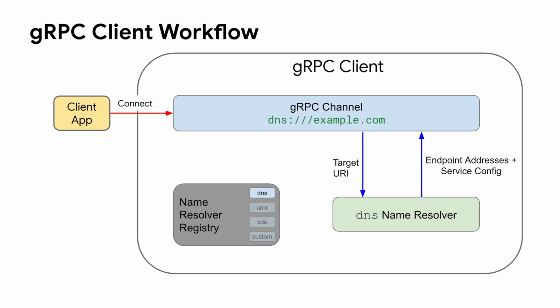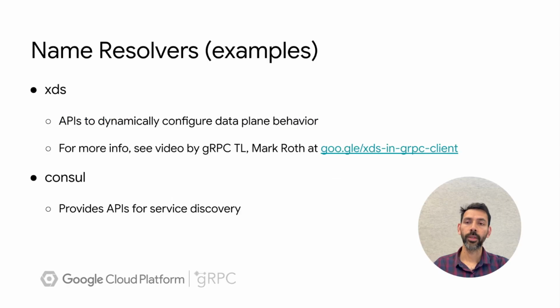Hope this gives you all a good understanding of how name resolution works in gRPC. In service mesh environments where endpoint addresses change frequently, DNS-based name resolution may be inadequate. Other mechanisms are often required. Here are a couple of examples.